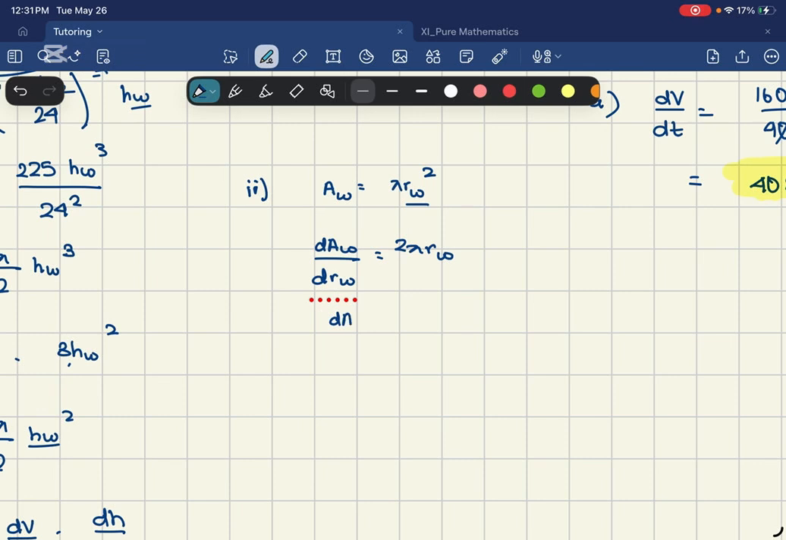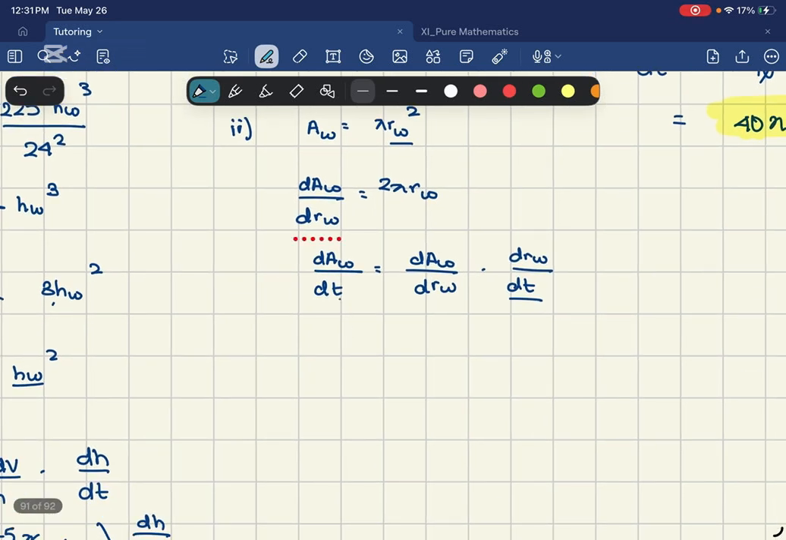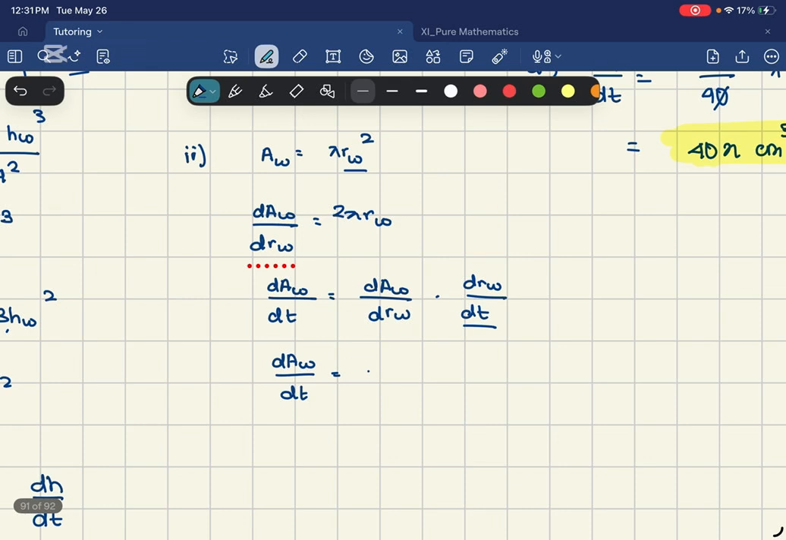So now dAW divided by dt is just going to be dAW divided by drW times drW divided by dt. We don't know this, but now we can make some substitutions. This is what we are looking for, dAW by dt, and this is what we have. We know this is going to be 2 pi RW times drW by dt. So we are going to use this expression.